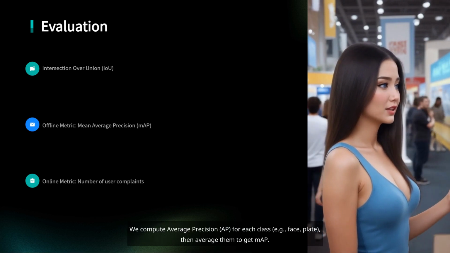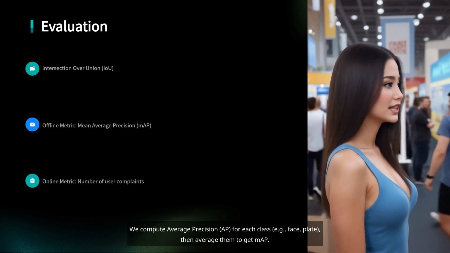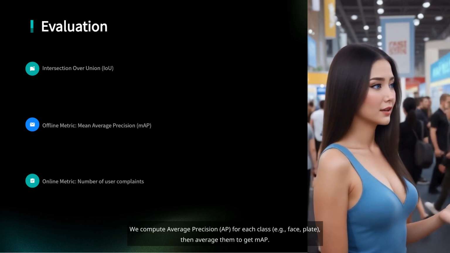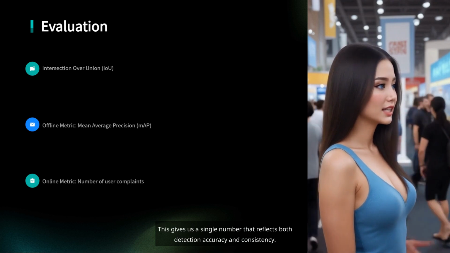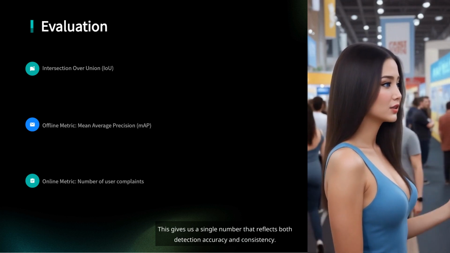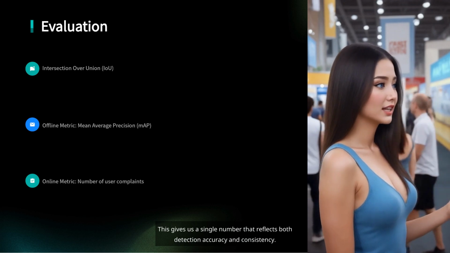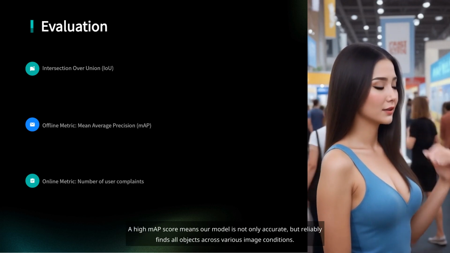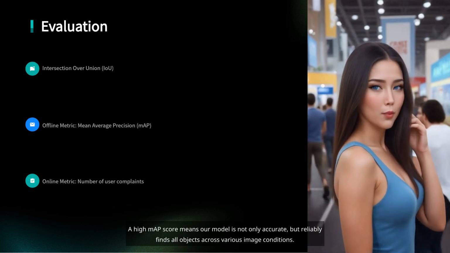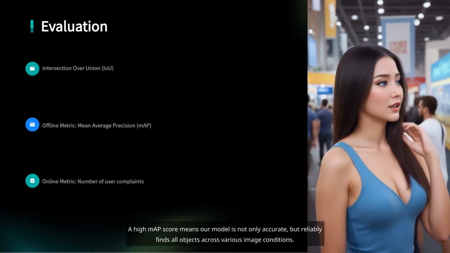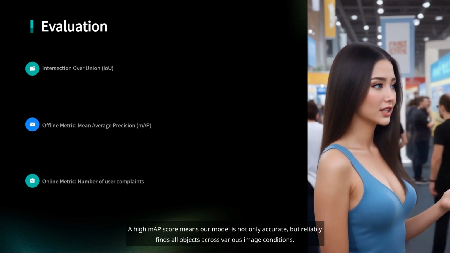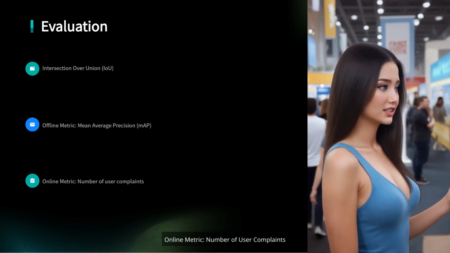We compute average precision, AP, for each class, e.g., face, plate, then average them to get MAP. This gives us a single number that reflects both detection accuracy and consistency. A high MAP score means our model is not only accurate, but reliably finds all objects across various image conditions.